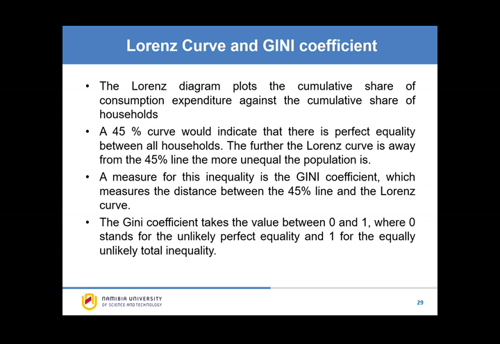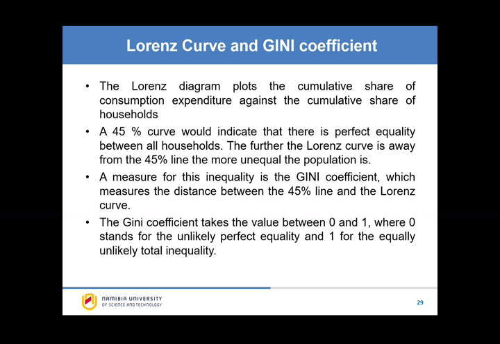So again, just to clarify this, the Lorenz diagram plots the cumulative share of consumption expenditure against the cumulative share of households. A 45 degrees line will indicate that there is perfect equality between all households, and the farther the Lorenz curve is away from the 45 degrees line, the more unequal the population is. A measure for this inequality is the Gini coefficient, which measures the distance between the 45 degrees line and the Lorenz curve. The Gini coefficient takes a value between 0 and 1, where 0 stands for perfect equality and 1 for total inequality.